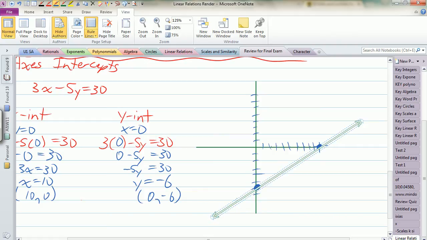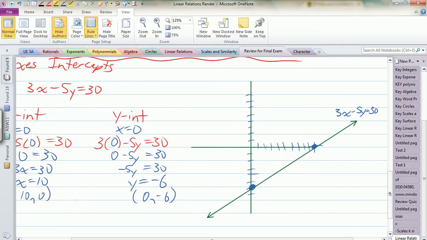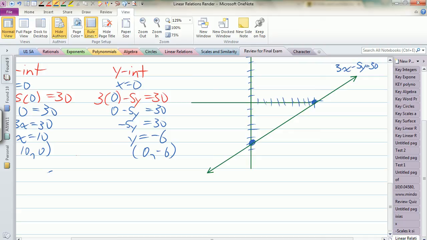Okay. So this is 3x minus 5y equals 30. What you tried to do is graph a line, but I'm graphing a point. So then we got into special lines.